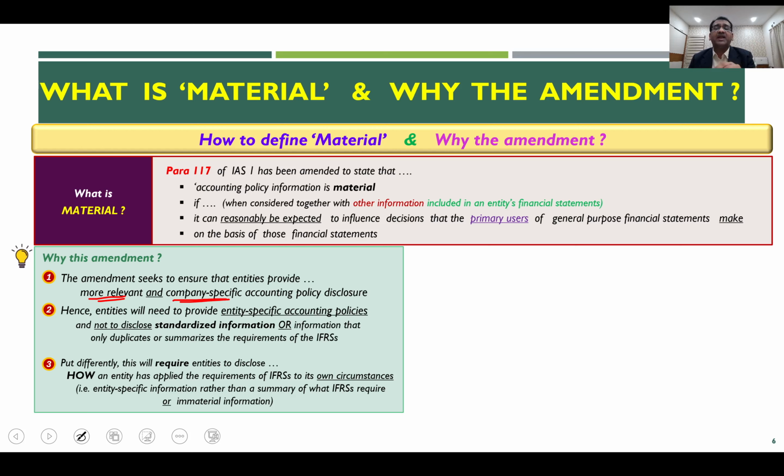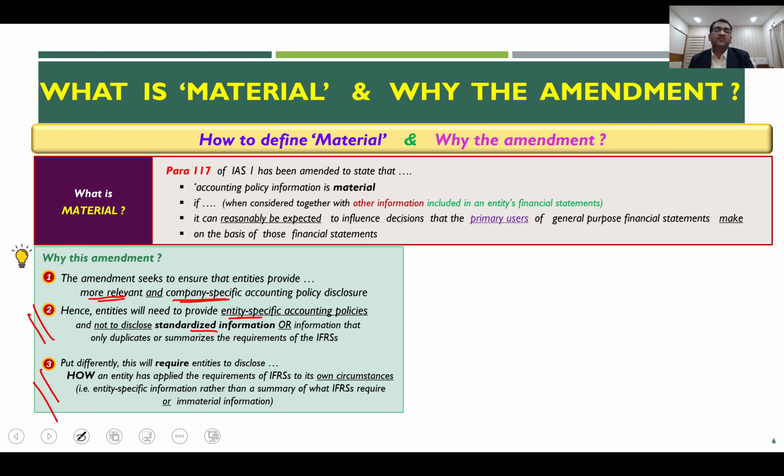So the requirement is you disclose accounting policies which are material to an entity and apply to the entity in specific circumstances. And therefore, because of this thought process, entities will need to provide entity-specific accounting policies and not disclose standard information which is copy-pasted from the accounting literature. That is not the intention. So the intention is you provide more pointed, more specific information which applies to you as a company.